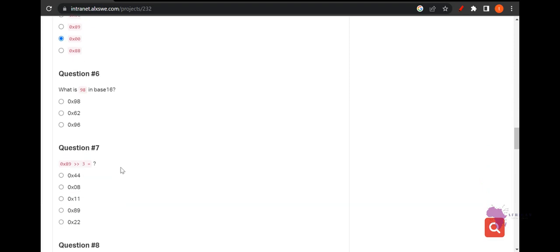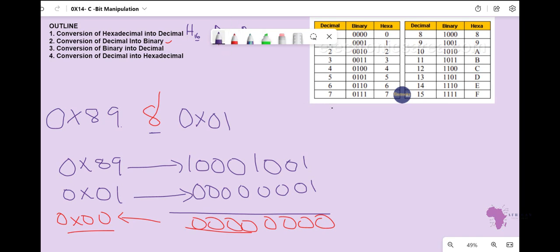Now let's get to number 6. Number 6 is giving us 98 by 16. So number 6, we have been given 98, which is in base 10, and we have been asked to calculate a number in base 16. How can that be possible? We divide 98 by 16, which will go 6 times, and the remainder will be 2.